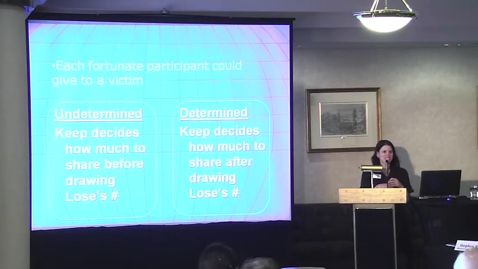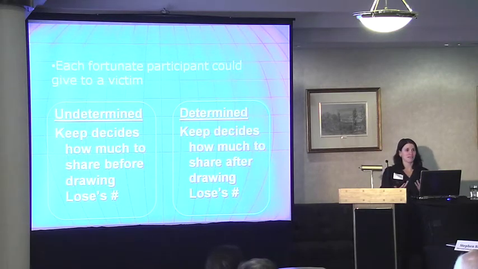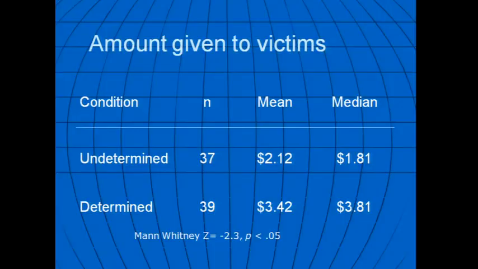Now, this is nothing like the stories that we've been hearing all this morning, where you have lots of information about a victim. This is just a number, and it can be any of the other people in the room. It's completely meaningless, but it's been determined. And sure enough, it matters significantly. So in the determined condition, this is out of $10, so you can think of the max as kind of 5, and a lot of people do give 5. They give on average $3.42 versus $2.12 in the undetermined condition.